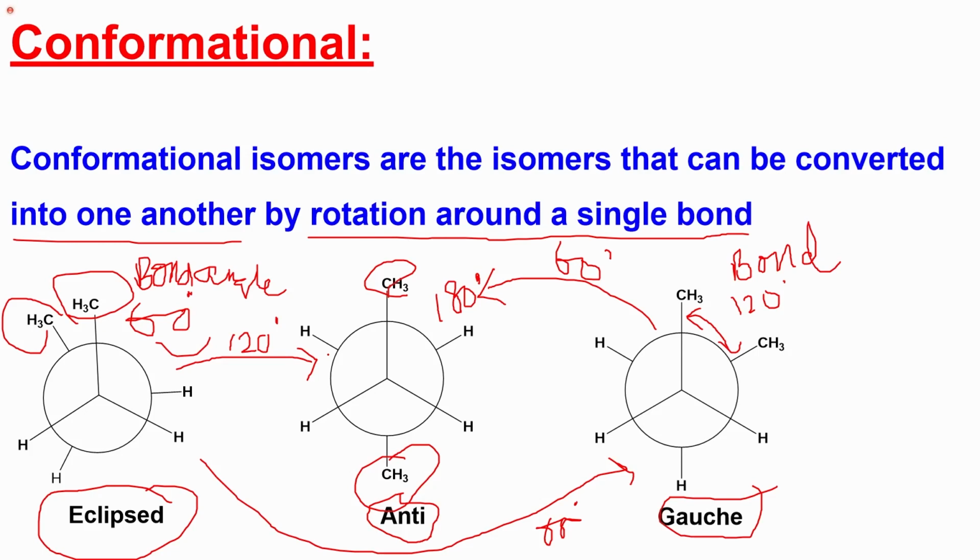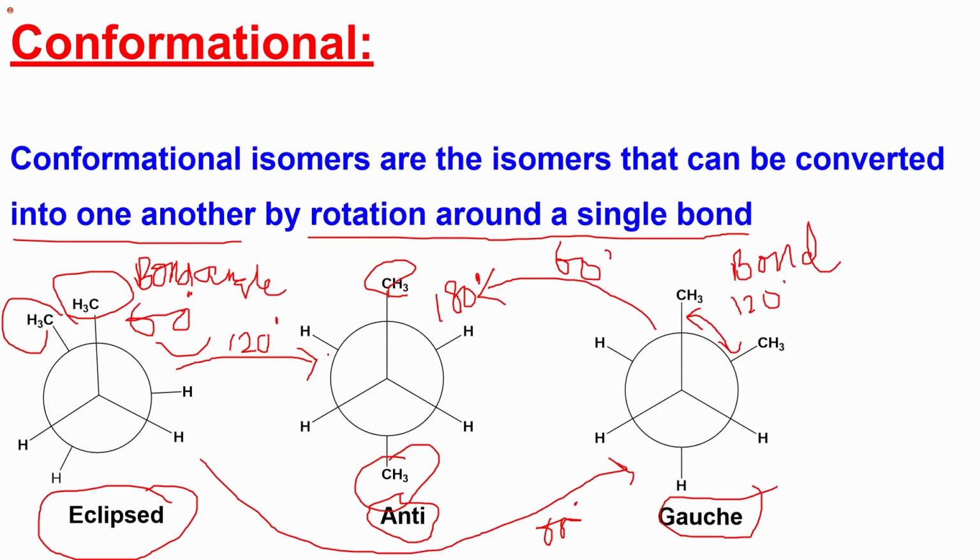So again, I am saying, eclipse is the 60 degree rotation. By 60 degree rotation, you will get the eclipse isomer. Now if you go with another 60 degree rotation, then from eclipse to gauche isomer, it will be the 120 degree rotation. If you go with another 60 degree rotation, you will get the anti isomer. So there are conformational isomers, three isomers possible. This is called the eclipse, gauche, and anti.